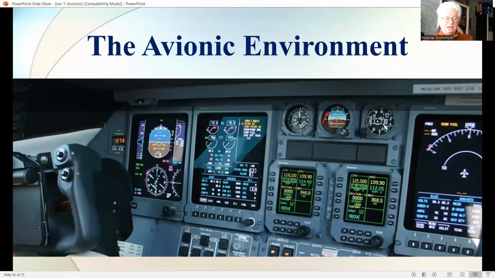And now we begin the next part of our lecture. It is called the avionic environment. Avionic systems equipment is very different in many ways from ground-based equipment carrying out similar functions. The reasons for these differences are briefly explained in view of their fundamental importance.